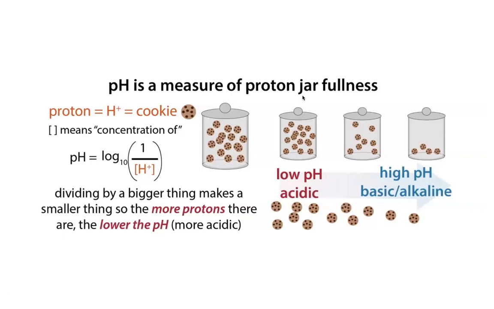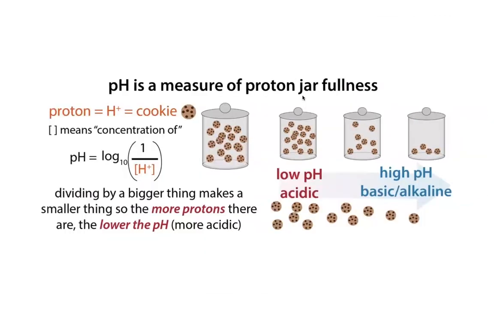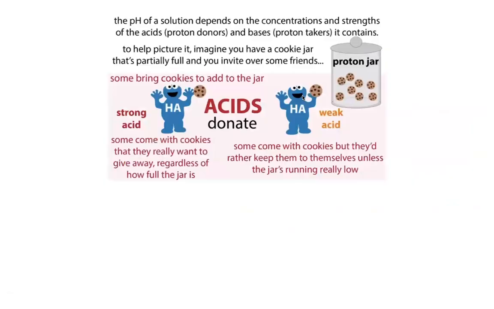Now you invite over some friends for your party. Some of those friends are going to come with cookies, and they're going to donate cookies. Those friends are going to be acids. But some of the friends might be more generous with their cookie giving than others. So some of the acids are going to donate to that jar even if the jar is already really full, because they're just so generous. They're just going to donate no matter what. And that would be like a strong acid.